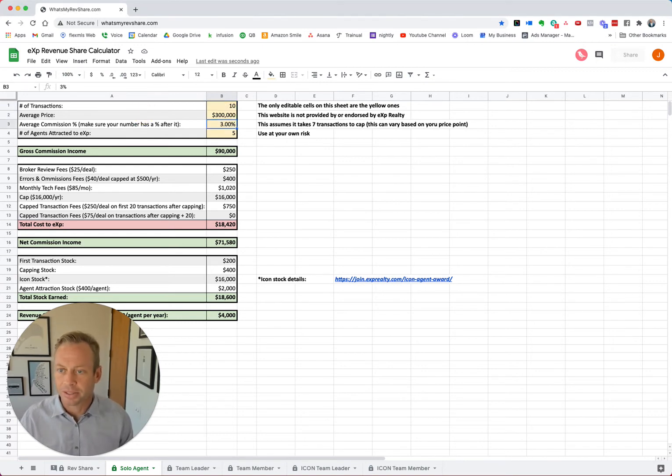What was the average price? What was your commission? These days get squeezed a little bit, right? You can put in a certain amount of agents you've attracted if you want, or you can just leave that at 0. It'll show you your income, and then it just gives you the fees right here.